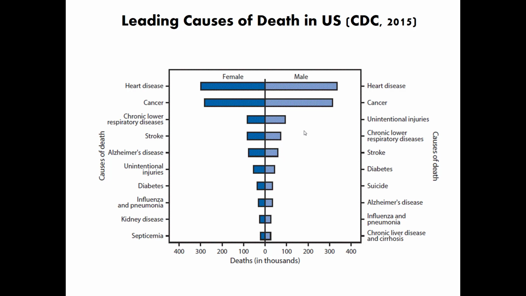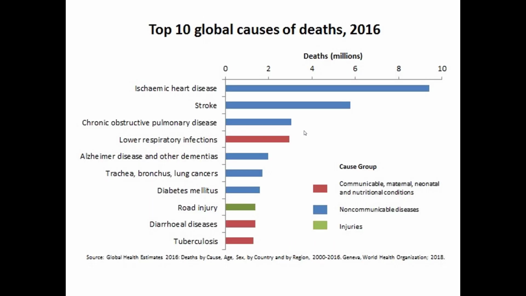Anyway, if we look at the leading causes of death in the United States, we'll see that, again, they are attributed to chronic diseases. Also, if you look at the top 10 causes of death globally, we find that they're also attributed to non-communicable diseases. Now, this data was published in 2018.